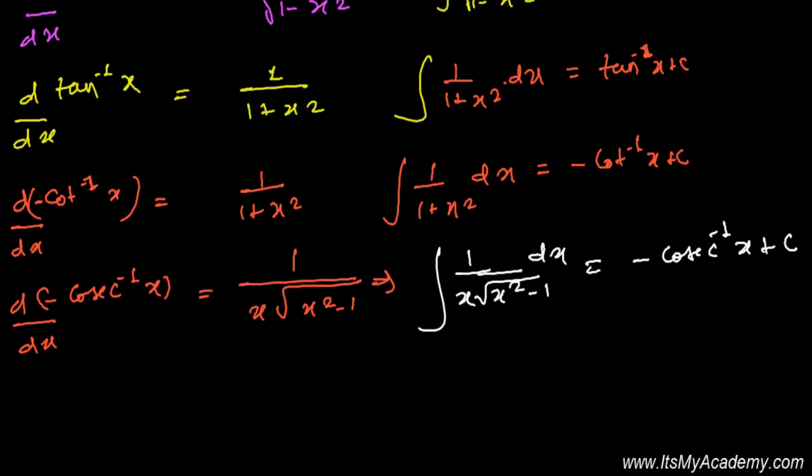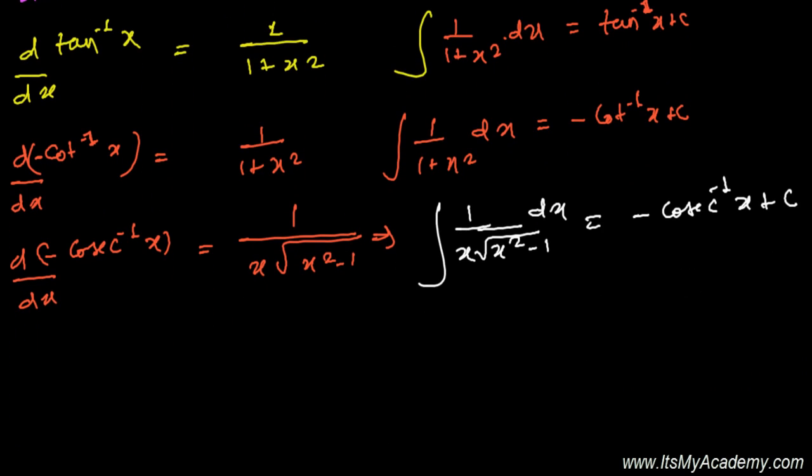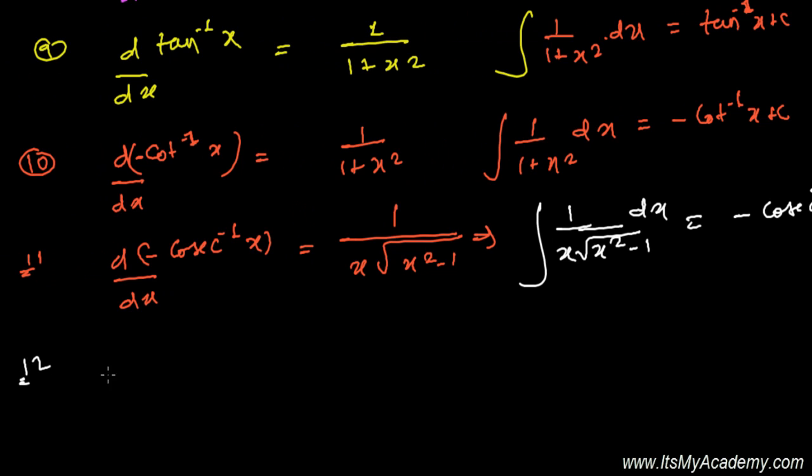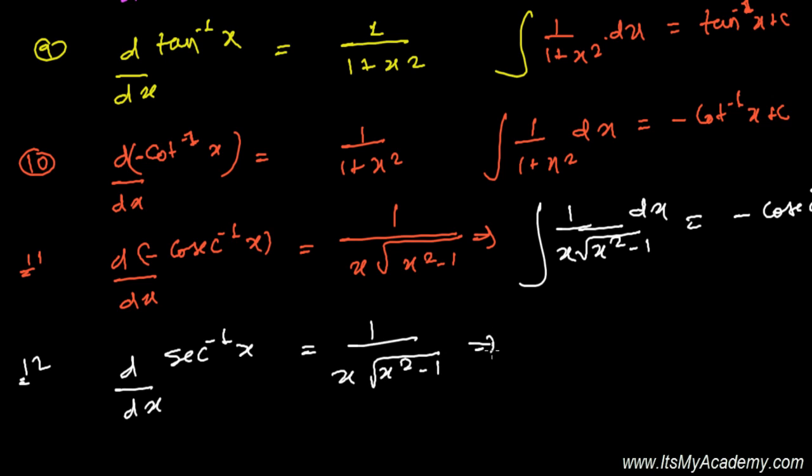And the last one, the 12th, the derivative of sec inverse of x with respect to x is 1 over x times the root of x squared minus 1. Therefore the formula will be the integral of 1 over x root x squared minus 1 dx, now with a positive sign. See, it was negative before, I will tell you why later. It's simply sec inverse of x plus some constant.